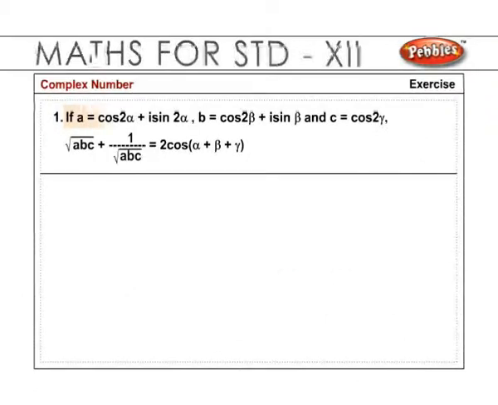If a is equal to cos 2 alpha plus i sin 2 alpha, b is equal to cos 2 beta plus i sin 2 beta, and c is equal to cos 2 gamma plus i sin 2 gamma, then root of abc plus 1 by root of abc is equal to 2 cos of (alpha plus beta plus gamma).